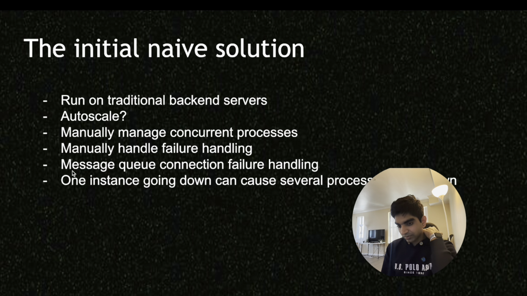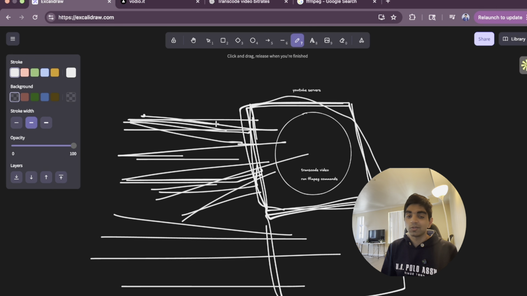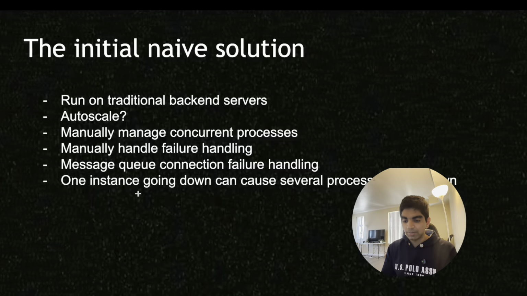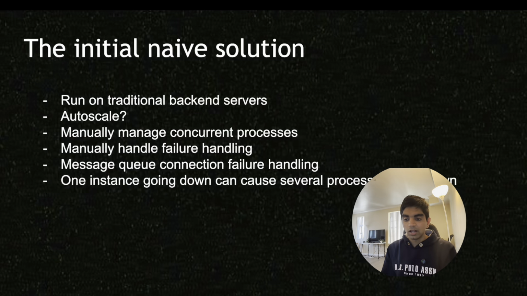And the second last point here, message queue connection failure handling, we can ignore that, and I'll come to why that's applicable, but we can ignore that for now. But essentially, manually handling failures. So if one process fails, what happens? How do you propagate the error back? It's complex, and it's also not ideal, because one instance going down can cause several processes to go down. So this doesn't work.